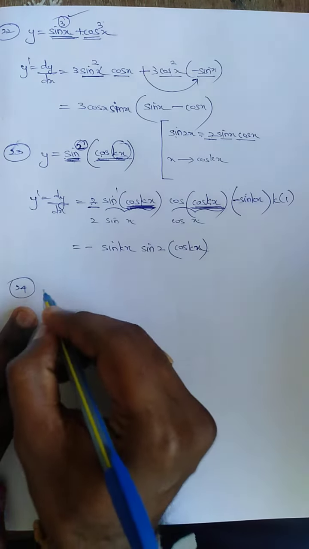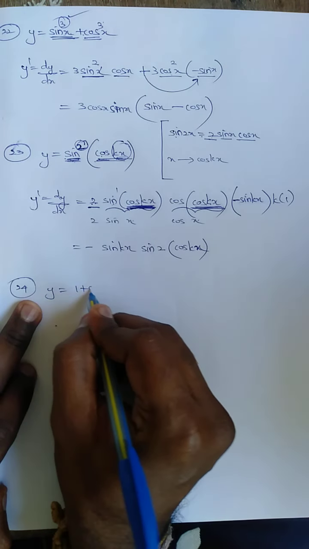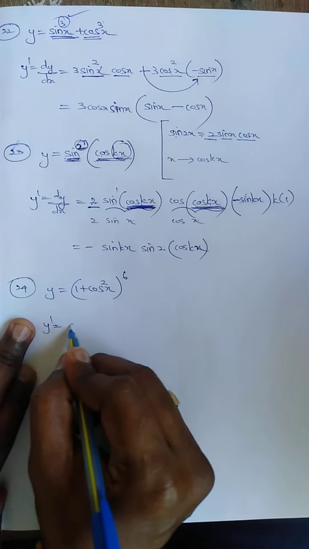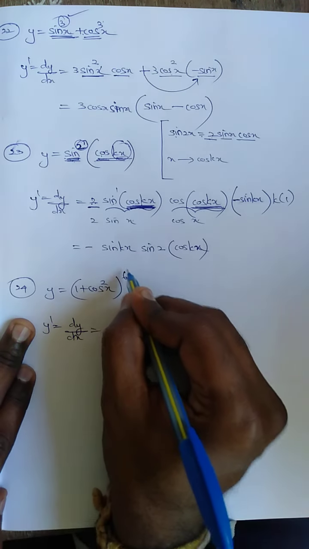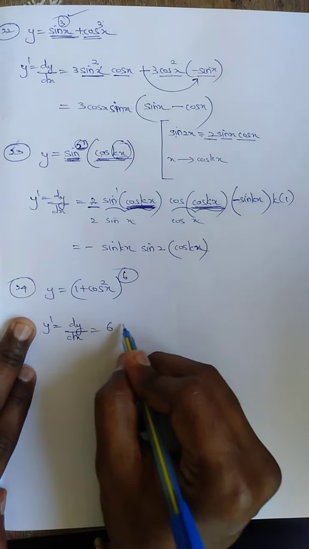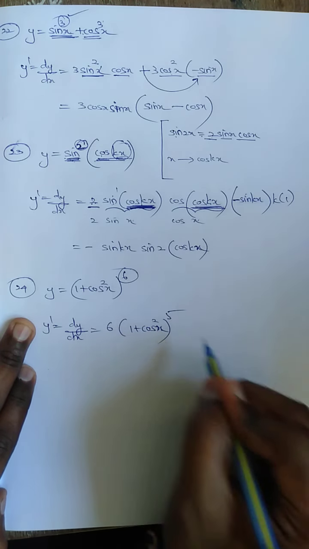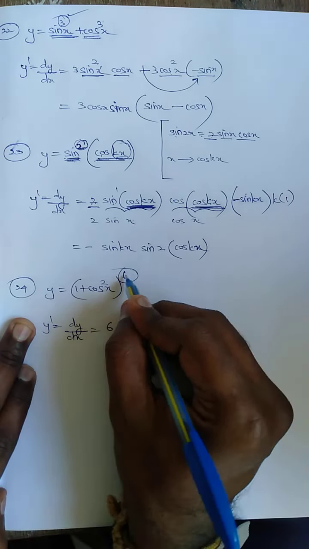What is sum number 24 here? Y is equal to 1 plus cos square x, whole power 6. Y dash, dy by dx. First differentiate power. Bring down the power 6, 1 plus cos square x, reduce the power 5. Next, after differentiating the power, move inside. 1 differentiate is 0 plus cos square x.